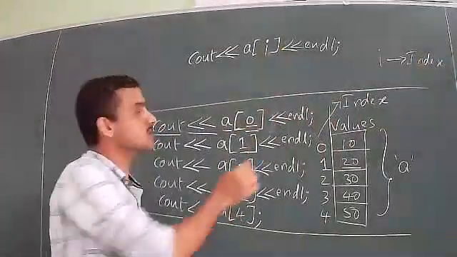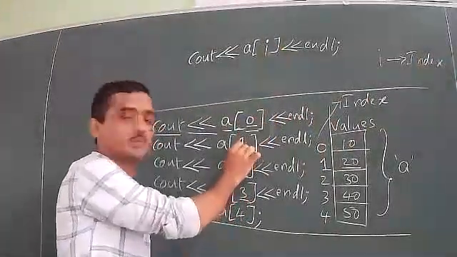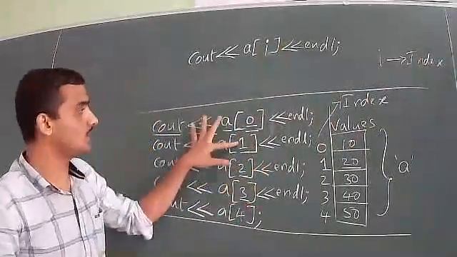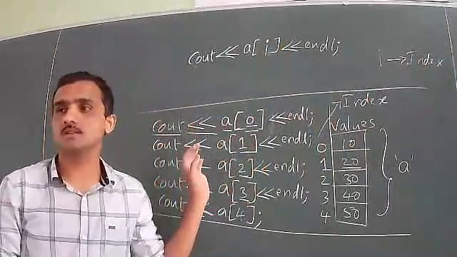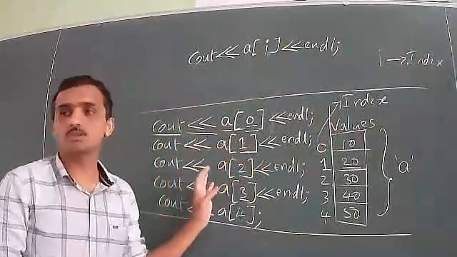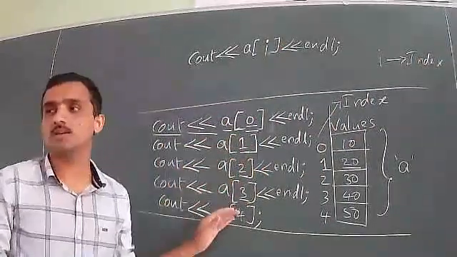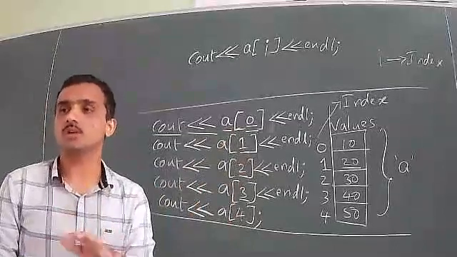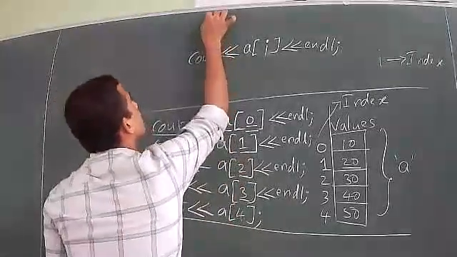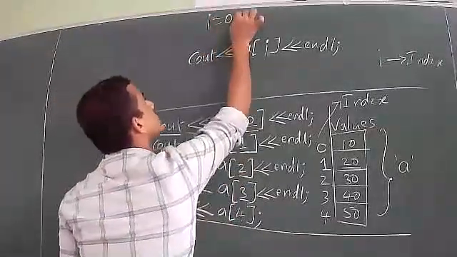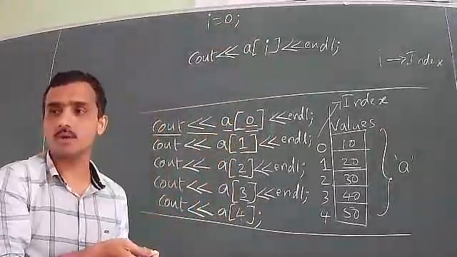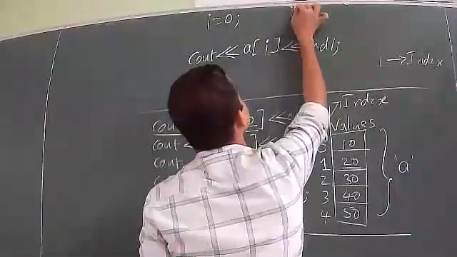So the first time this I value should be 0, next time I value should be 1, next time 2, 3, 4, in that way. So from 0 to 1, how many times is it increasing? Only one time. 0 plus 1 is 1. And from 1 to 2, 1 plus 1 is 2. So each time it is increasing by 1. It is not increasing by 2 or 3 or 10. It is increasing by 1. So the initial value is 0, that is index value 0, and it is increasing by 1. So we have to take I plus plus.